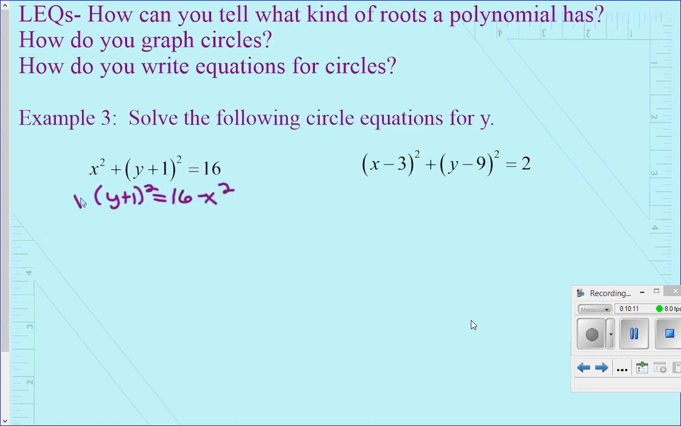Next, I'm going to take the square root of each side. I get the absolute value on the left. I cannot simplify on the right, so I leave it alone. Okay, be very careful. You don't want to turn a circle into a line. I get rid of the absolute value.